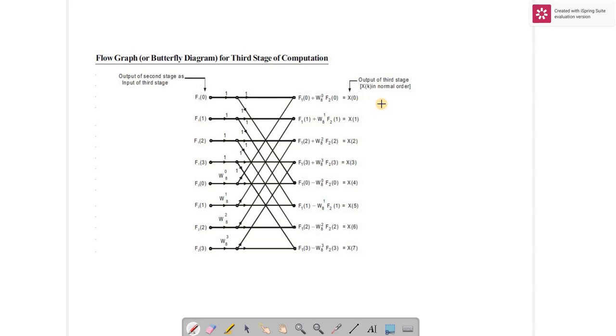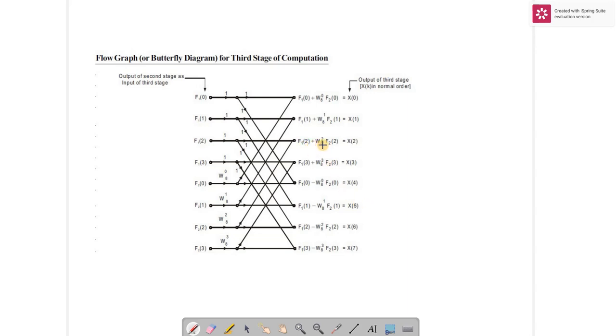So the first line and fifth line: let it be x of 0 is equal to f1 of 0 plus w8 power 0 f2 of 0. So this is straight away given. Similarly, in the fifth line, f1 of 0 minus w8 power 0 f2 of 0 is equal to x of 4. Similarly, in the second line and sixth line, f1 of 1 plus w8 power 1 f2 of 1 is equal to x of 1. f1 of 1 minus w8 power 1 f2 of 1 equal to x of 5.